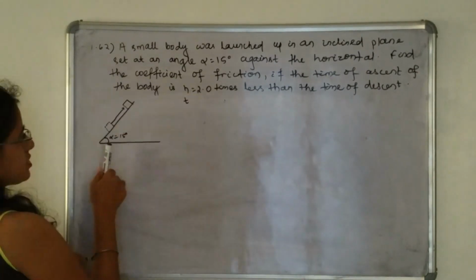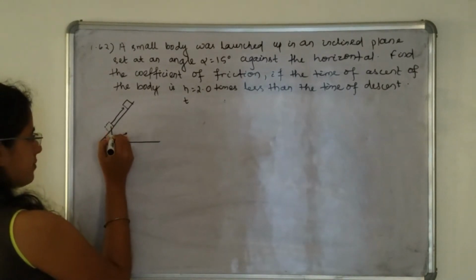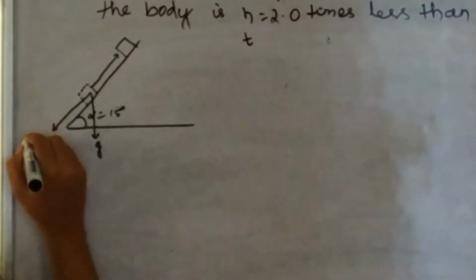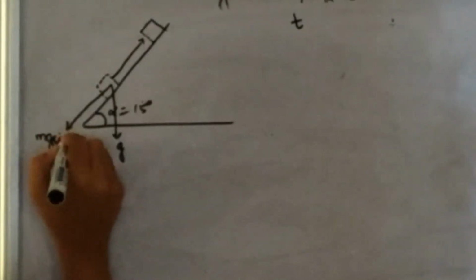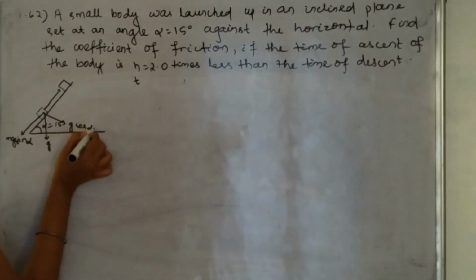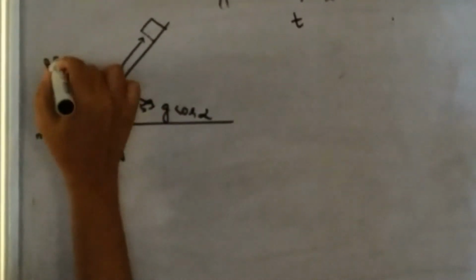In this case, if you draw the free body diagram, this is the direction of g. This is mg sin alpha, as this is g cos alpha, then the reaction will be mg cos alpha. Let m be the mass of this body. As this body is moving in this direction, the frictional force must be in the opposite direction. Let the coefficient of friction be k. So the frictional force is k into R, that means k mg cos alpha.